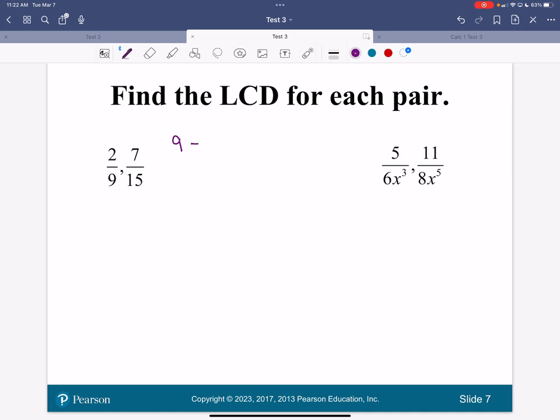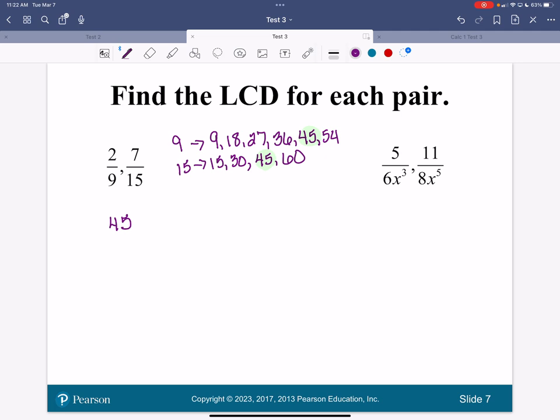Okay? So the multiples of 9 are 9, 18, 27, 36, 45, 54. And they just keep going for as many as I need to go. Okay? I'm just adding 9 to every single one. For 15, I go 15, 30, 45, 60. Now, do I have a common one? 45. Okay? So my least common multiple and my least common denominator for this one are 45.